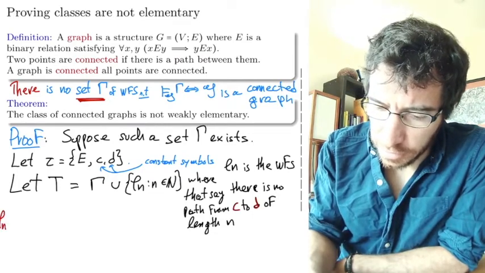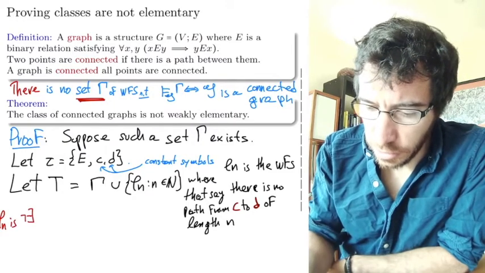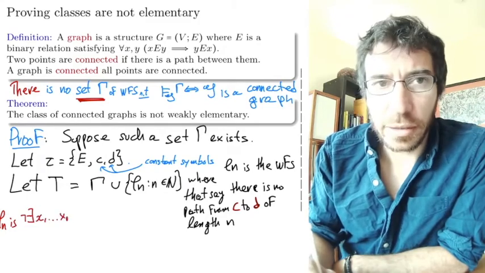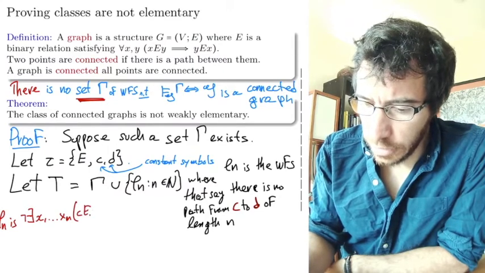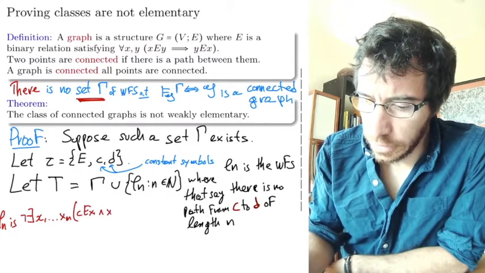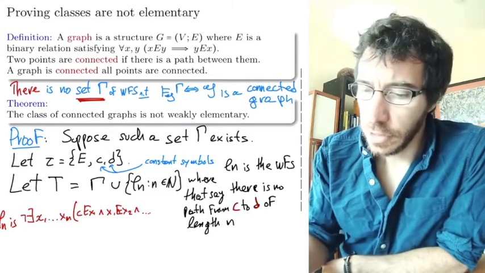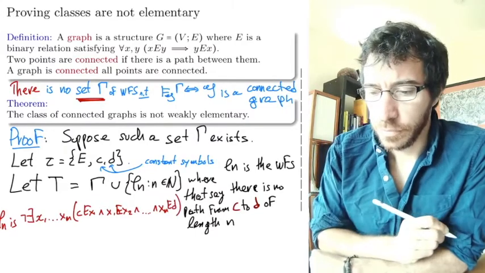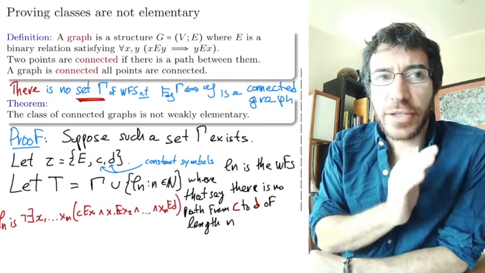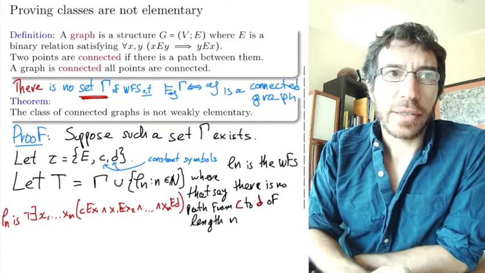So phi sub n is a sentence that says: not exists, so there doesn't exist x1 up to xn such that C is related to x1 and x1 is related to x2 and x2 is related to x3 and x3 is related to x4 and all the way up to xn is related to D. Okay, so this is saying there is no such sequence x1 up to xn that satisfies this.